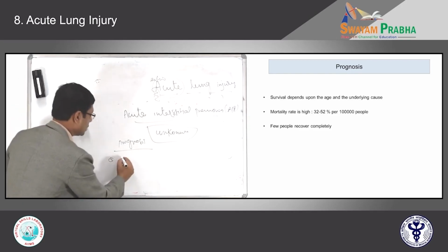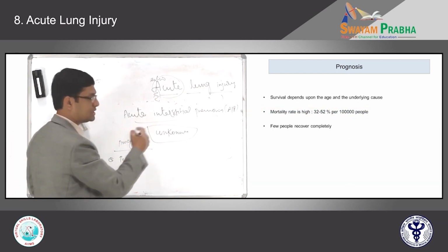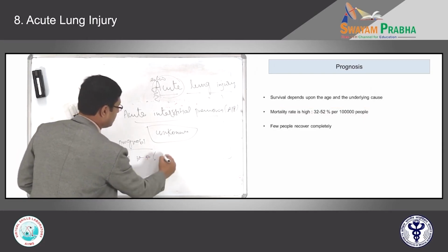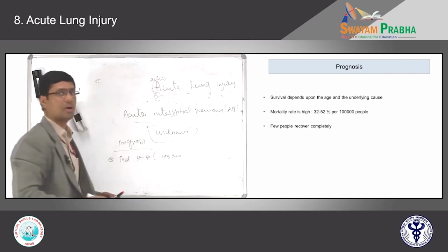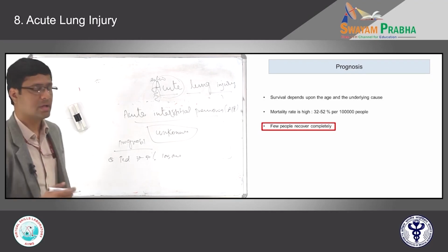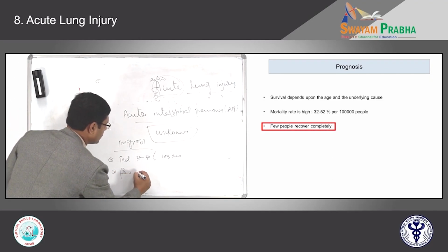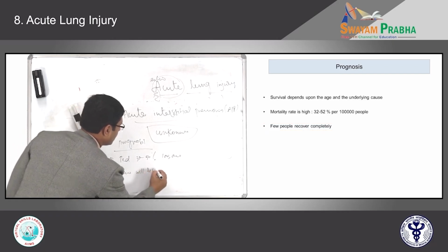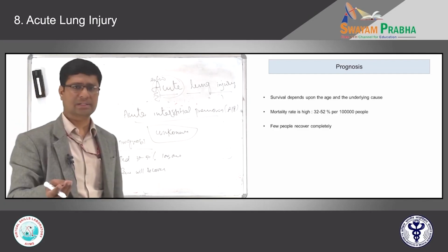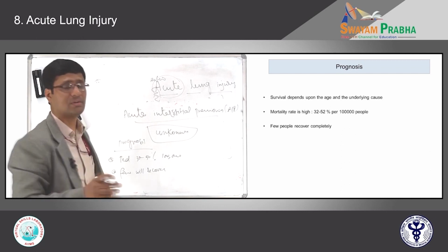And why? The mortality rate will increase. Some studies quote that if you have ARDS, there will be 30 to 50% mortality per 100,000 population. The mortality rate is very high because it is very difficult to treat. Very few people recover. If it is minimal, mild severity, then those people will recover. But the majority of the patients will die.